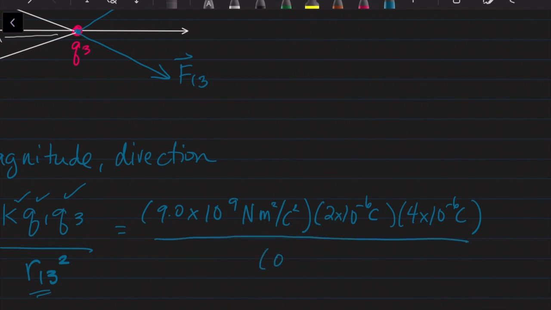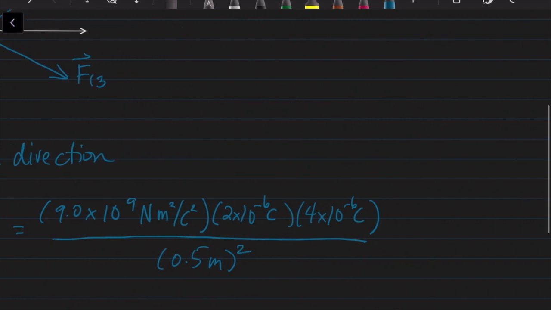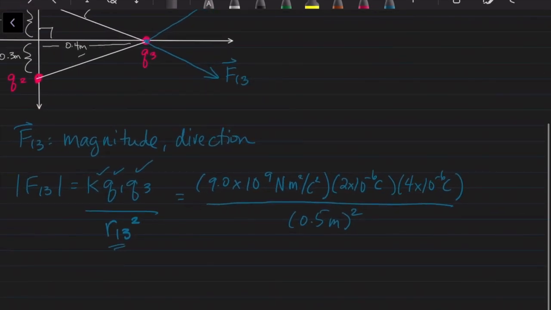Divided by the distance between 1 and 3, which was 0.5 meters, and then you square it. All right, so that gives us our magnitude of F13. I'm going to write it down here. That comes out to be 0.29 newtons. Okay, so there's our magnitude F13. All right, easy enough.